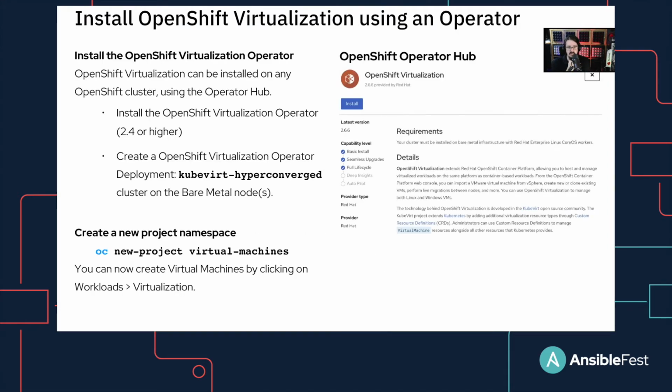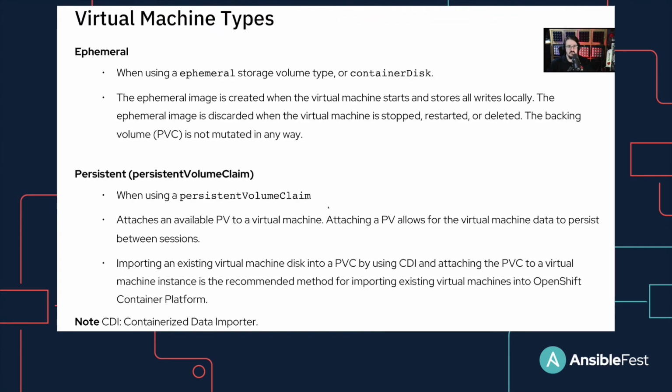OpenShift Virtualization is installed on top of OpenShift if you have a bare metal worker node. You can install it if you don't have bare metal worker nodes, but nested virtualization is something you'll enjoy using in any situation. You can install it with an operator, which is a very, very simple and easy installation process. You go to the OperatorHub, you select install, and then you can create a HyperConverged KubeVirt cluster on the worker nodes that you're going to have on your cluster there. And then within a project namespace, I like to create a separate project namespace for this, but you can mix and match workloads, so you can have virtual machines side by side with functions as a service and containers within the same namespace. You can start to create virtual machines now.